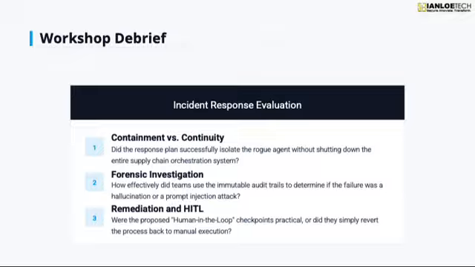3. Remediation and HITL design quality. Were the proposed HITL checkpoints practical, or did they effectively revert the procurement workflow to manual execution? The test of a HITL design is whether the people who use the workflow every day will actually use it, or whether they will find ways to work around it because it adds more friction than it removes risk. A checkpoint that requires a named approver to review every purchase order below $5,000 is not a governance control. It is a way of ensuring the procurement agent is never actually used.